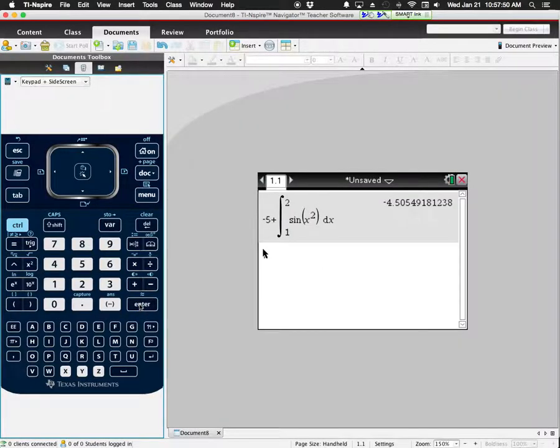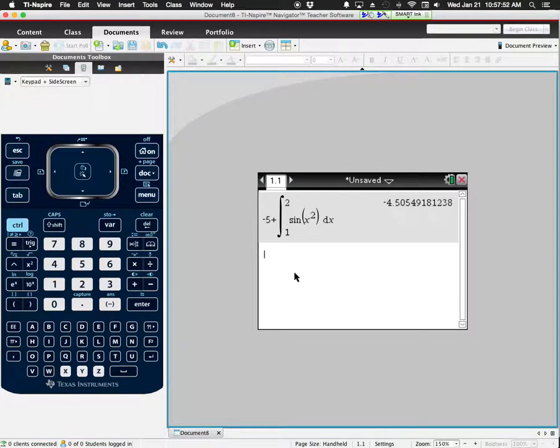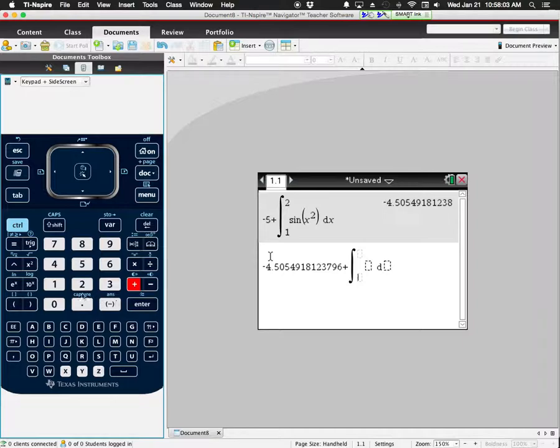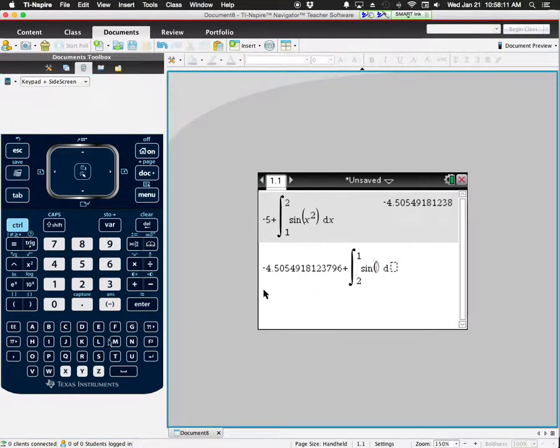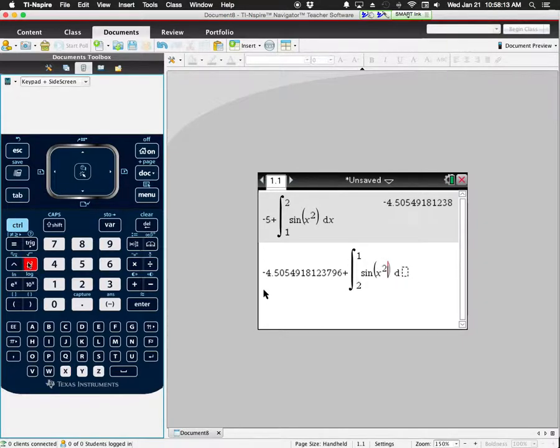So I'm going to go up and get my actual answer so I can get -5. I'm going to go plus my integral, so shift plus. We're going from 2 to 1 of that same function, sine of x squared. And when I press enter, I should get -5 as my answer. I press enter, there's -5.